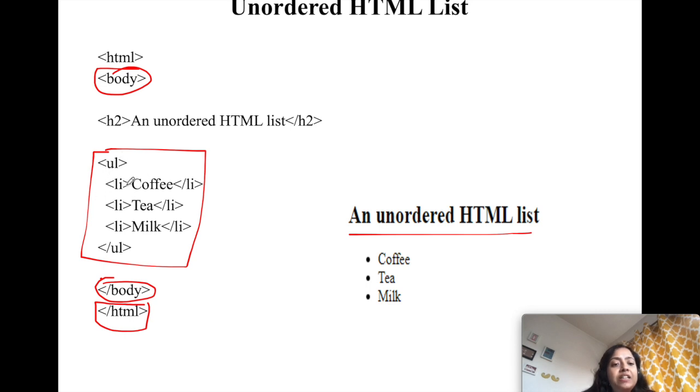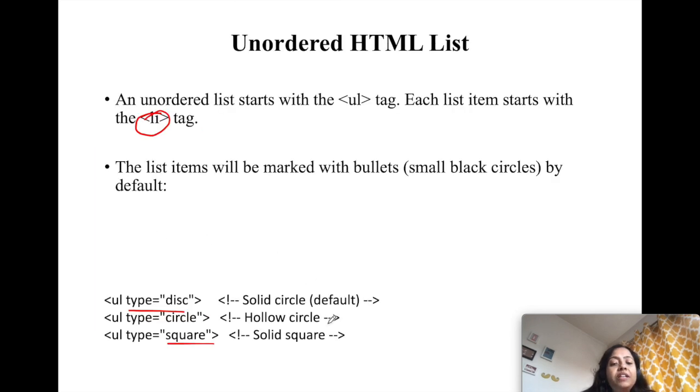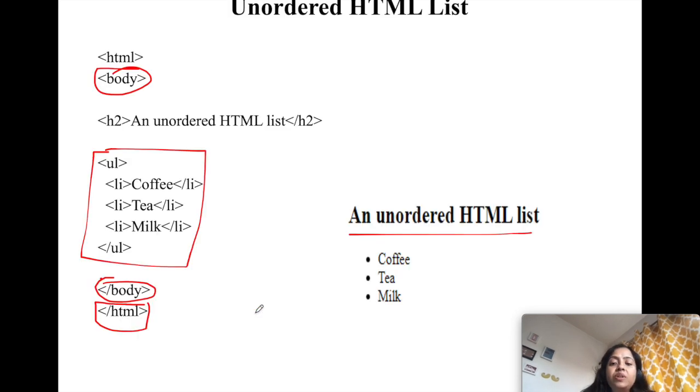What is LI? That is the list item. And I wrote coffee, tea, milk, etc. I already mentioned here that if you do not write any type, by default it is always a solid circle. So you can see that here. Since I have not mentioned any type, by default it took a solid circle here.